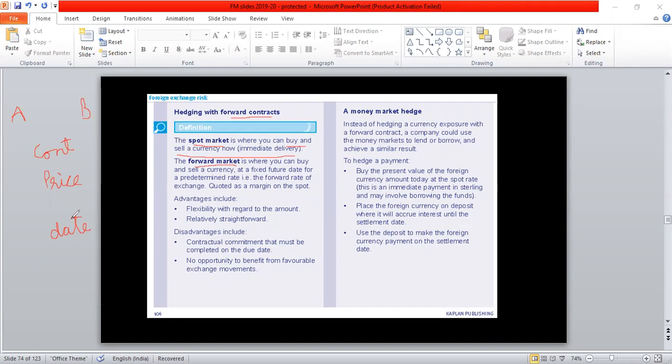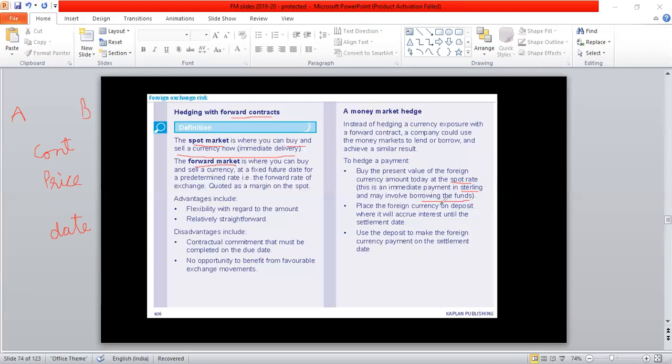Okay. To hedge a payment, buy a present value of the foreign currency amount today at a spot rate, that is immediate payment in sterling, and may involve borrowing the funds. So today, if they have to buy sterling at the spot rate, today's rate, the present rate, they may be borrowing the funds from the money market, short term.